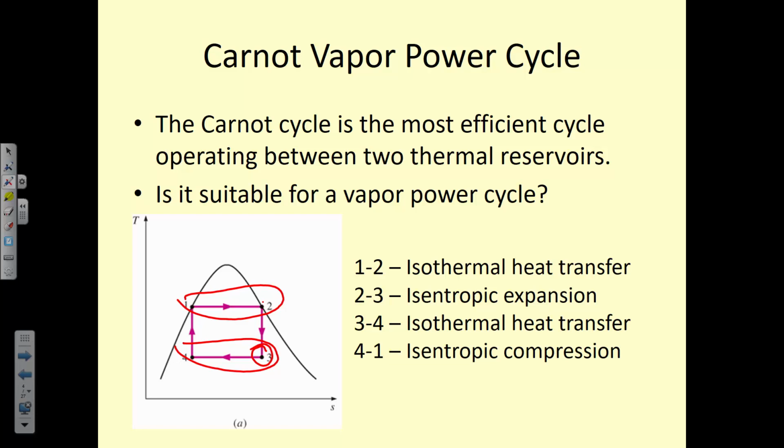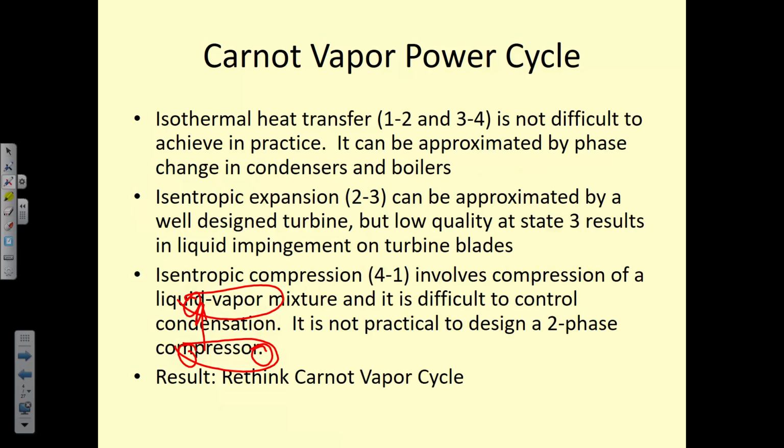Similarly, from state 4 back to state 1, it's an isentropic compression process, which again is not easy to do in practice, because generally we use pumps to compress liquids and compressors to compress gases. Having a two-phase compressor or two-phase pump is very expensive. It's very difficult to moderate, and it's not ideal for generating power because it requires a lot of power. So we can't use the Carnot vapor cycle operating under the dome.